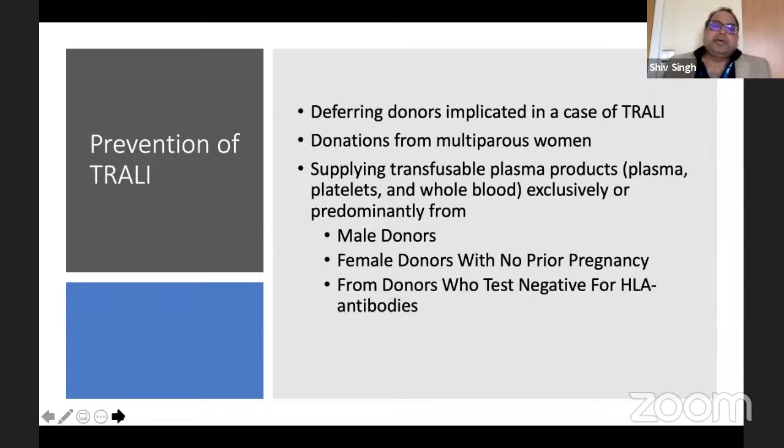So transfused blood plasma products like plasma, platelets, and whole blood are supplied exclusively or predominantly from male donors, female donors with no prior pregnancy, and donors who test negative for HLA and HNA, human leukocyte and human neutrophil antibodies. Following this, the incidence of TRALI has been reduced markedly in patients.